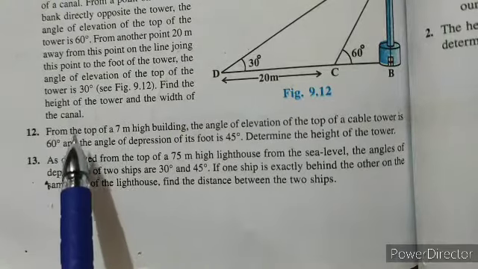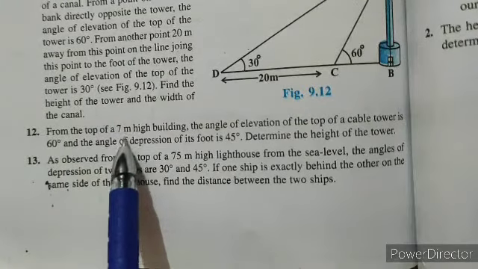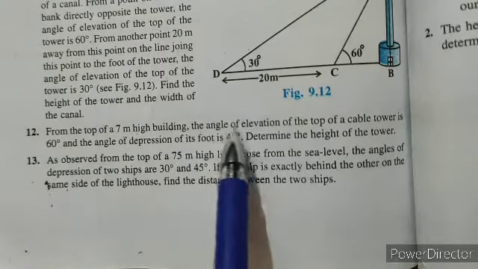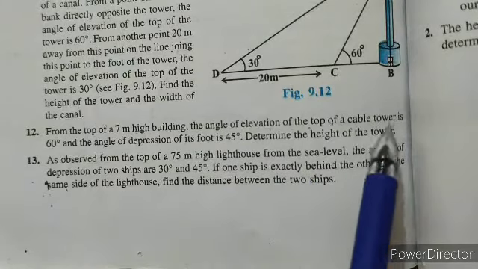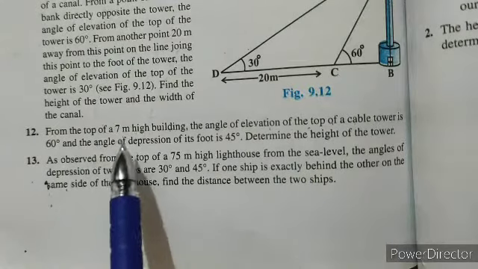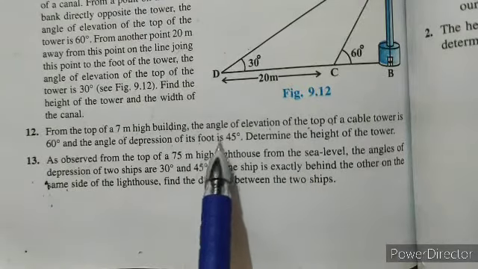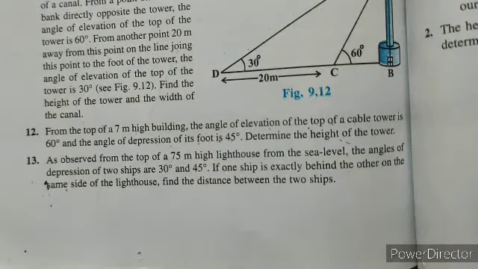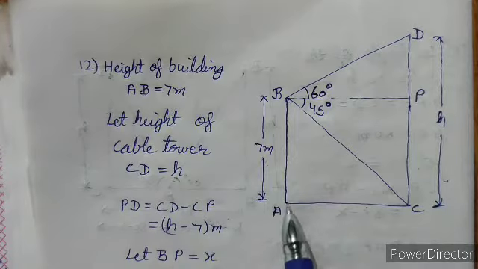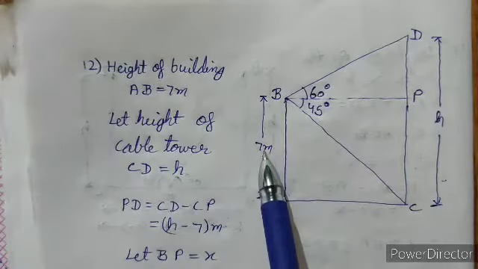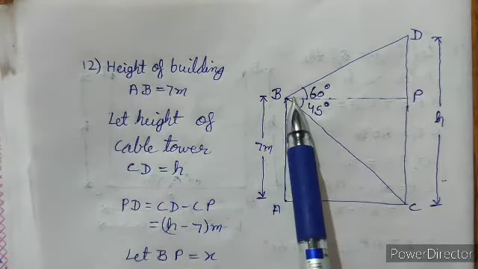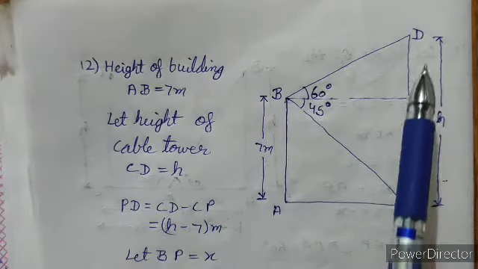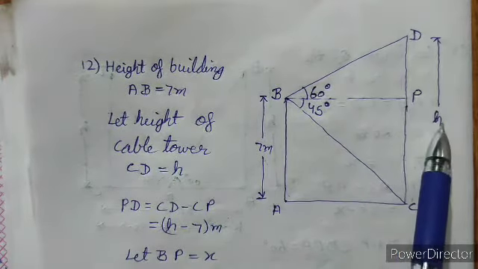Now in question number 12, from the top of a 7-meter high building, the angle of elevation of the top of the cable tower is 60 degree and the angle of depression of its foot is 45 degree. We have to determine the height of the tower. Suppose the height of building AB was equal to 7 meter. Now the height of the tower, that is CD here, is h.